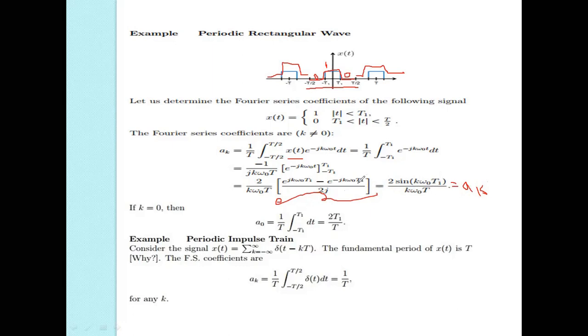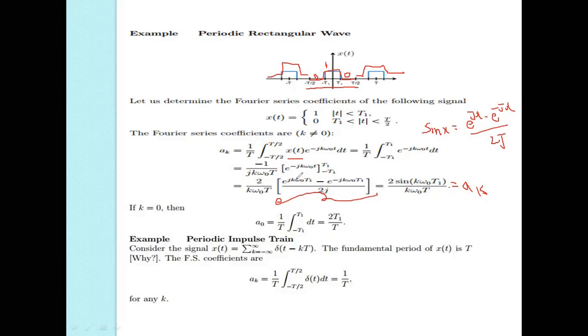The numerator is t1. Why? We know sine x is equal to e power jx minus e power minus jx by 2j. In this, there is no 2 in the denominator, so I multiply and divide by 2 to bring the function as a sine function.